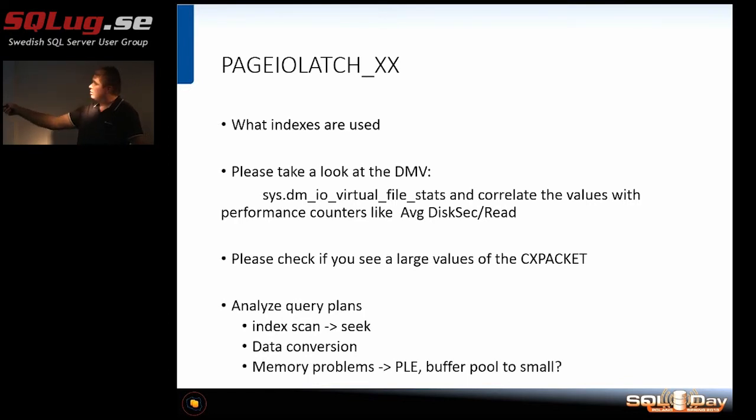So PAGEIOLATCH does not mean in the first place that there is a problem with I/O. That could be a problem with memory. You have to check page life expectancy. But the level of 300 is no longer valid. There is a mathematical rule. You have to find it. What is the expected page life expectancy in a multi-core environment, for 64-bit SQL Server?